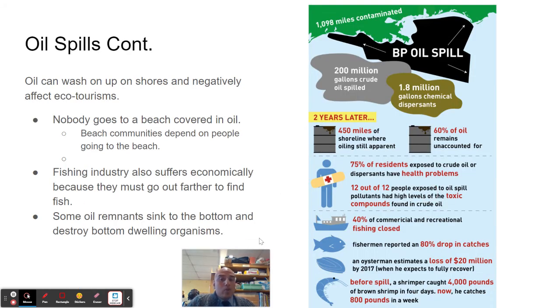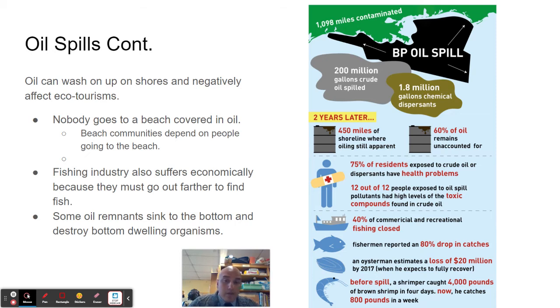Now, what can these oil spills do? We've already said that it can kill wildlife, but not only is it going to kill wildlife, it's going to affect ecotourism. That's a buzzword. Try to remember it. Ecotourism. I guess it's a combination between economics and ecosystems. Basically, you're going to pay to appreciate nature in some type of way. This would be going to a coral reef, going to a tropical rainforest, or going to a beach.